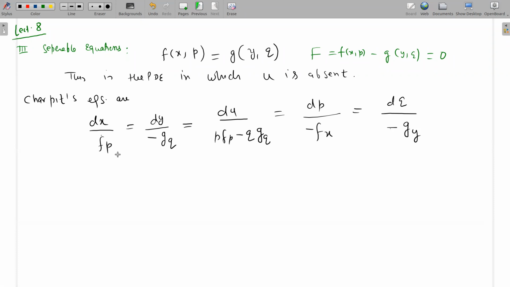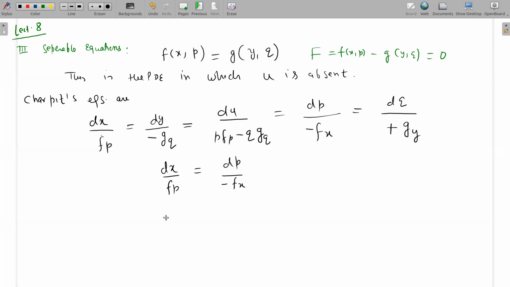So the first three ratios are similar, but in the last two ratios, the term that contains u is absent. So you can take two ratios. As you can see, the first, dx by f p, has x and p, and the fourth also has x and p. And you can take the second that contains only y and q, and the last one q and y. So we have the first ratio. Sir, yes, in the last it will not be positive, g y. Minus minus becomes plus.